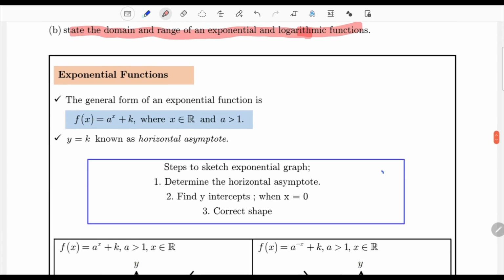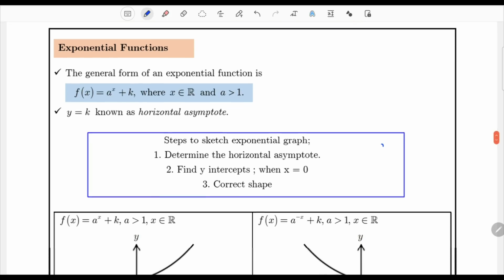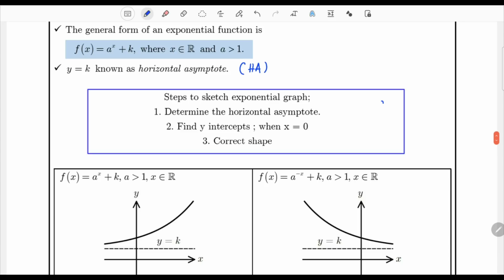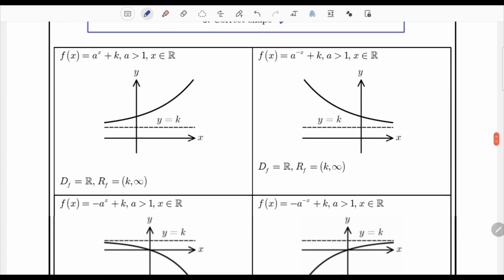Let's look at the introduction for the exponential function. The general form of an exponential function is f(x) equals a to the power of x plus k, where x is an element of the real numbers and a should be greater than 1. y equals k is known as the horizontal asymptote, which later on we'll call HA. Steps to sketch an exponential graph: determine the horizontal asymptote, find the y-intercept when x equals 0, and draw the correct shape.